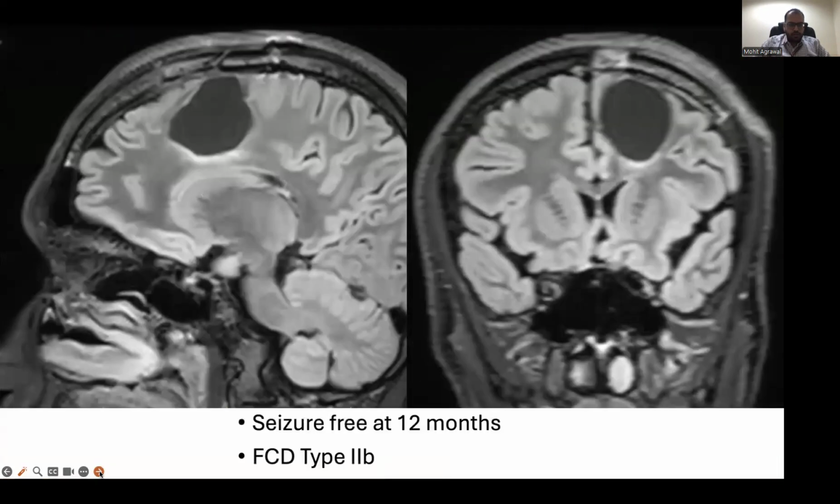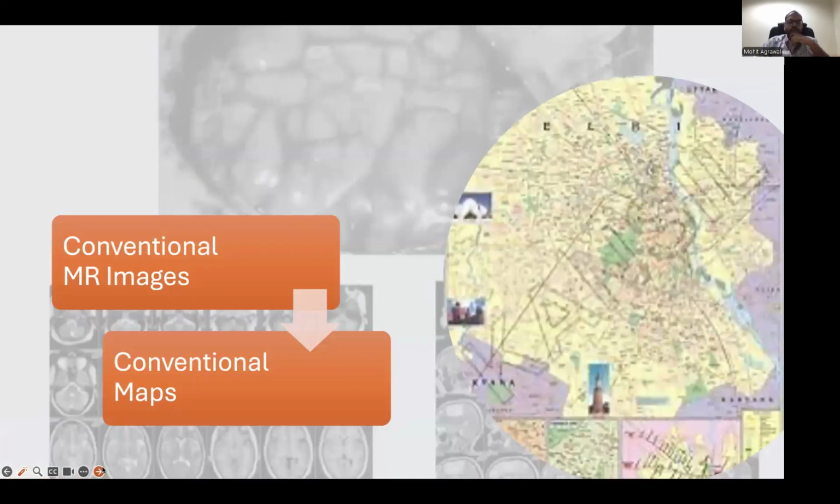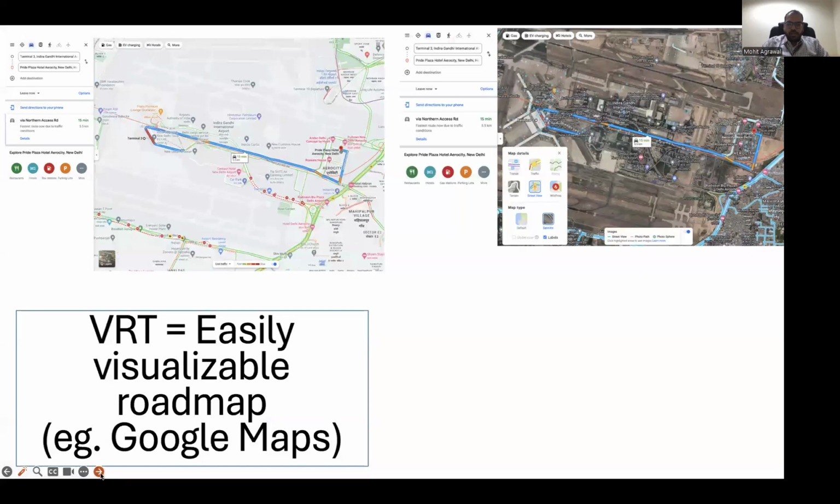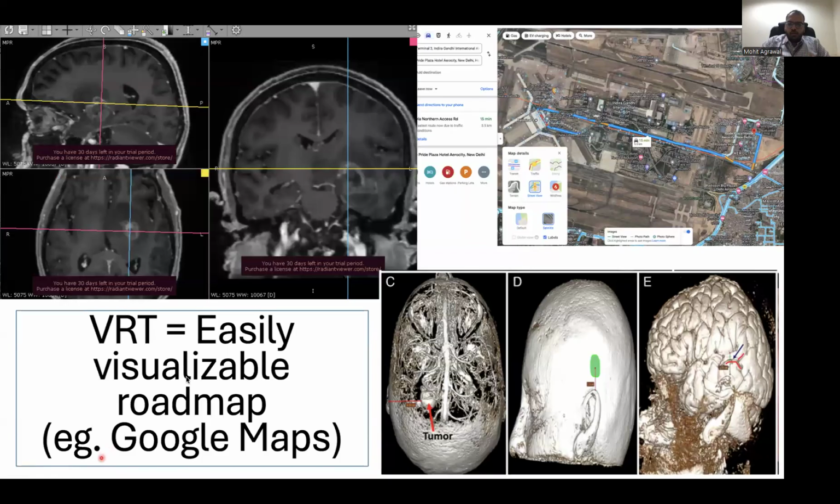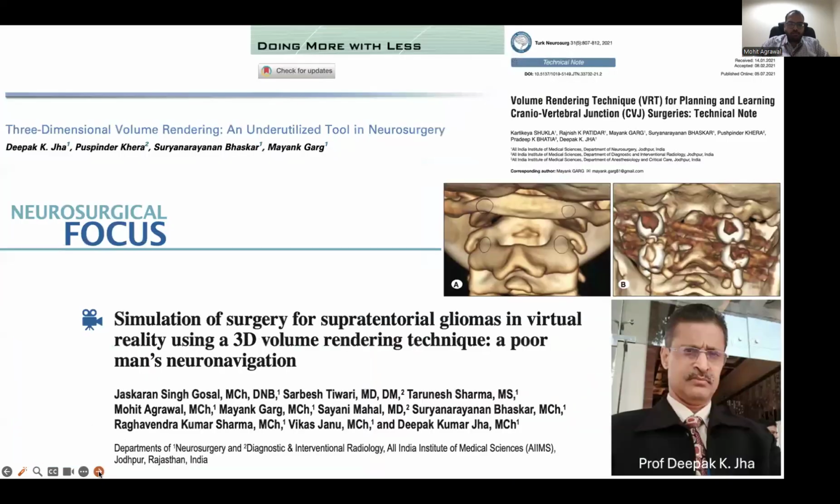So again, another case. What I would like to say is that the conventional MR images are like the conventional maps which we used to have initially. And the volume rendering technique is an easily visualizable roadmap, like Google Maps. Like Google Maps takes you and shows you the exact way to reach your destination. That is how you see this volume rendering technique and use it in your day-to-day surgery. You might have navigation, but this is always good to have as a backup.